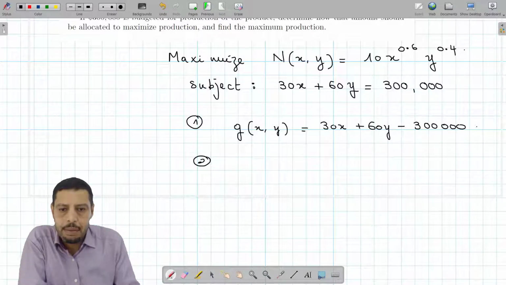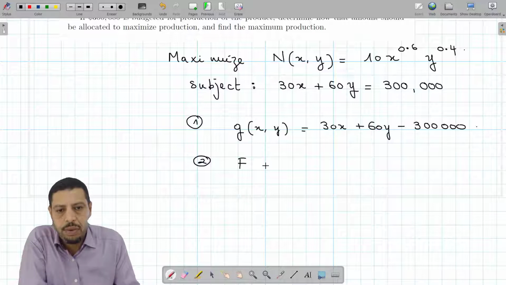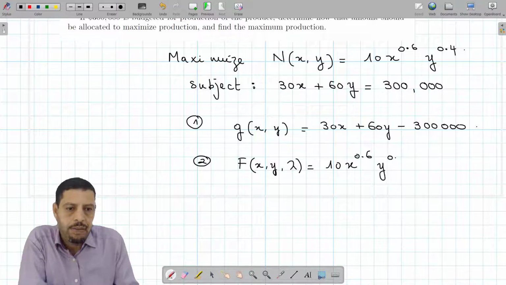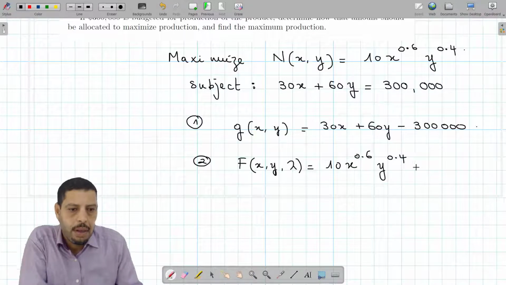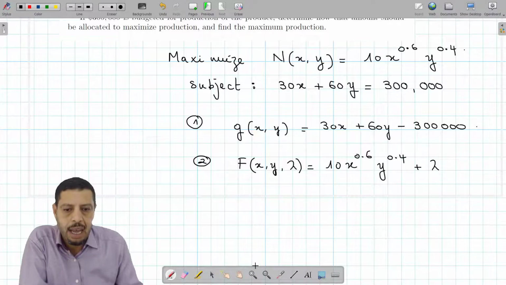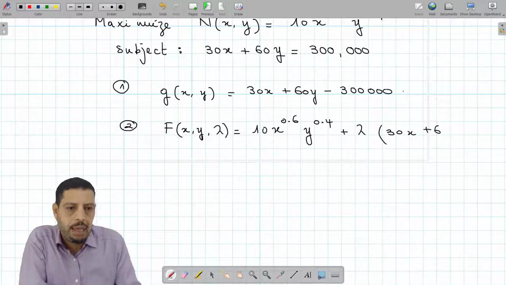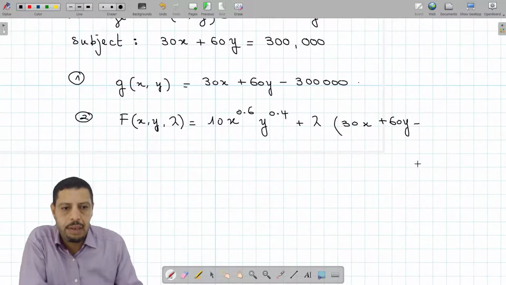Second step, construct the Lagrange function, which is capital F of x, y, and lambda equals 10 x to the power of 0.6, y to the power of 0.4, plus lambda times your constraint, 30x plus 60y minus the budget 300,000.